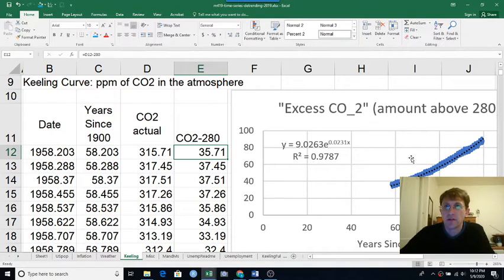And I fitted a good trend line to it. It seems to be increasing exponentially. And we might wonder, what is the derivative of this? But also accounting for the shift from 280 and the years since 1900 and stuff. So let's write this all out on paper.